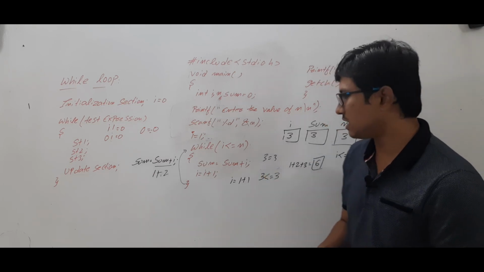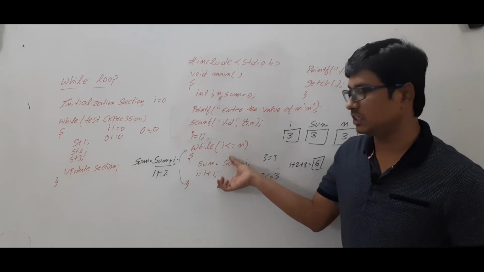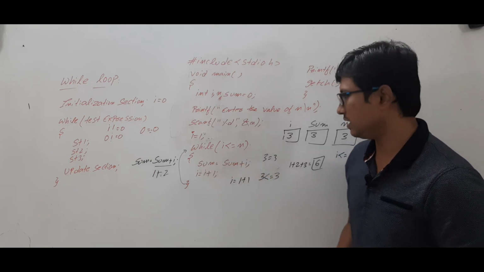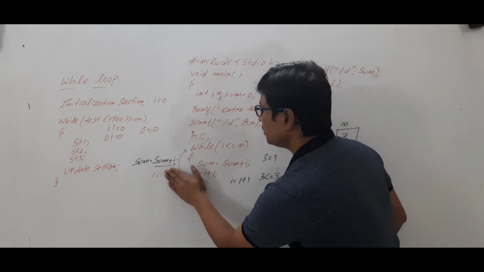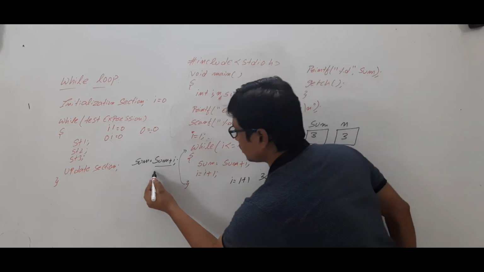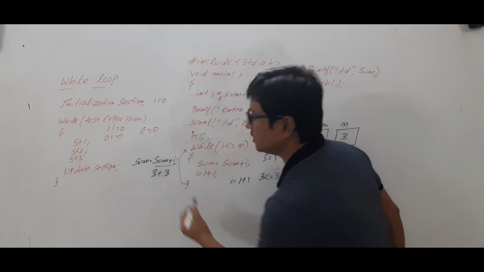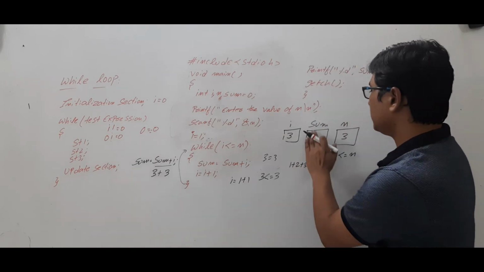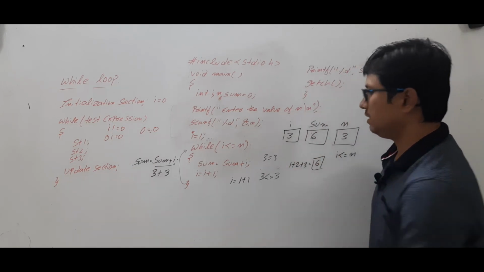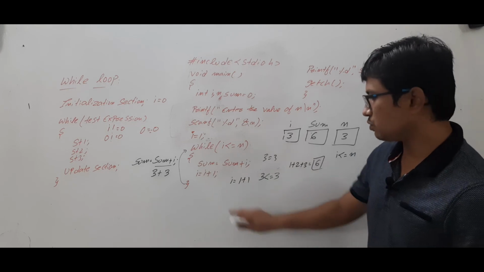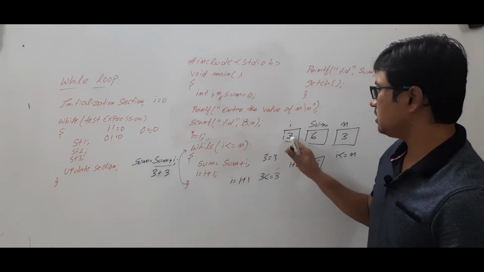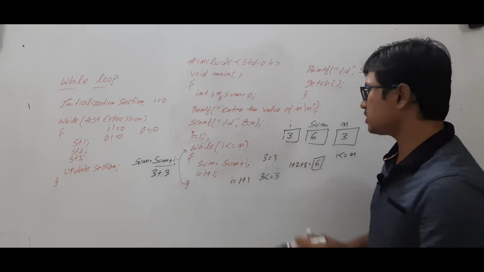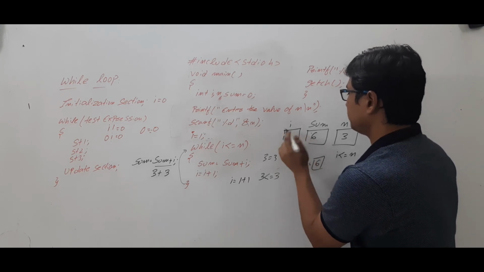If the condition is satisfied, you need to execute the statements. Sum is equal to sum plus I. What is the current sum value? 3. What is the current I value? 3. So 3 plus 3, 6. That value will be updated here. Now I is equal to I plus 1. I value is currently 3, 3 plus 1, it will become 4.